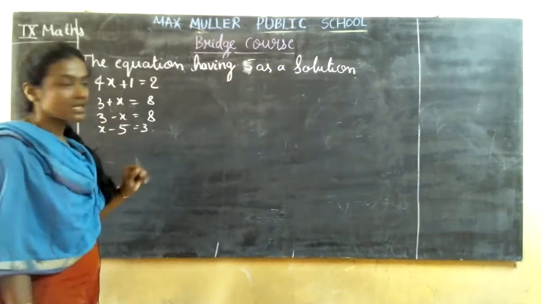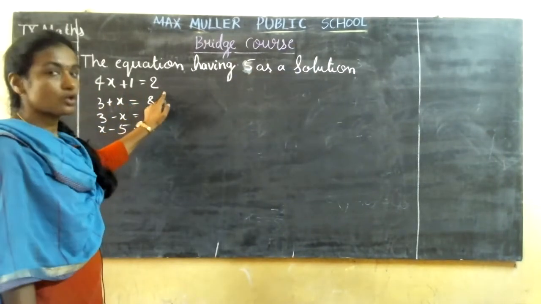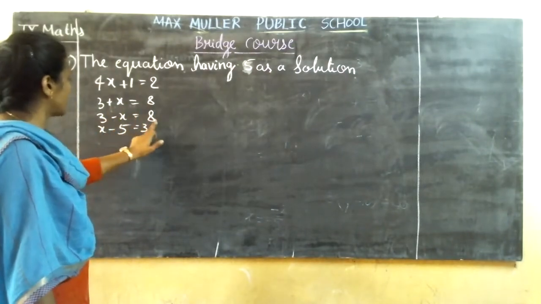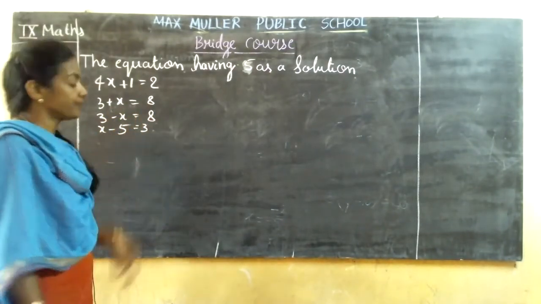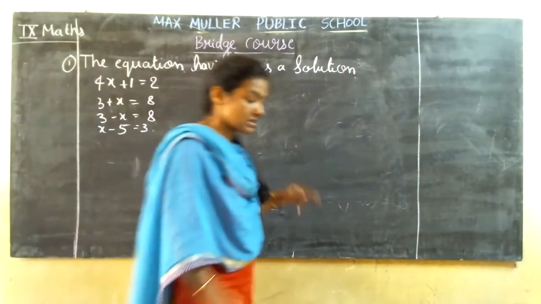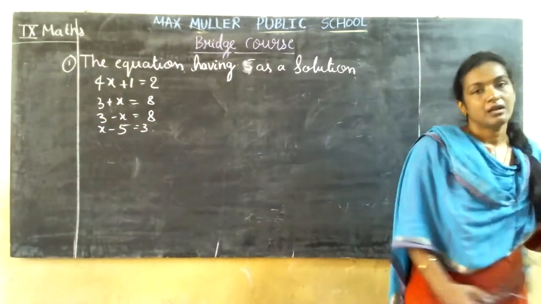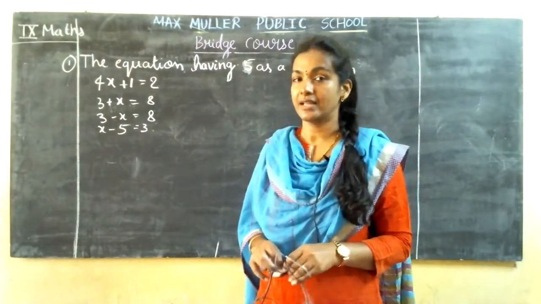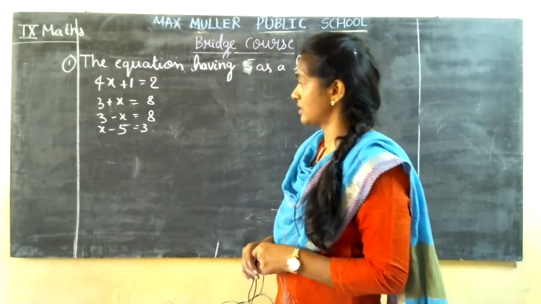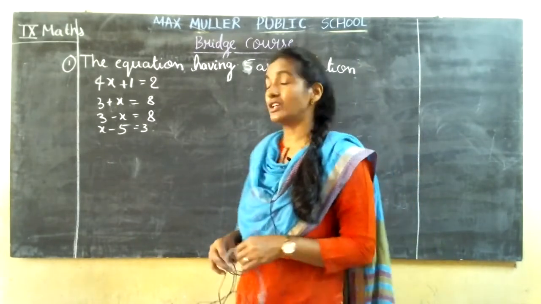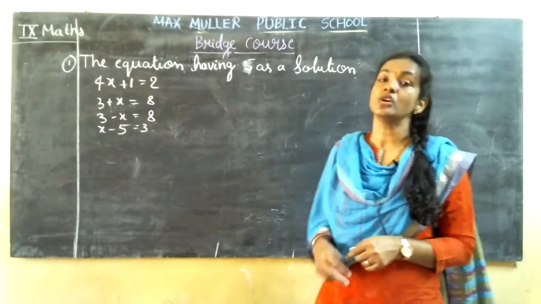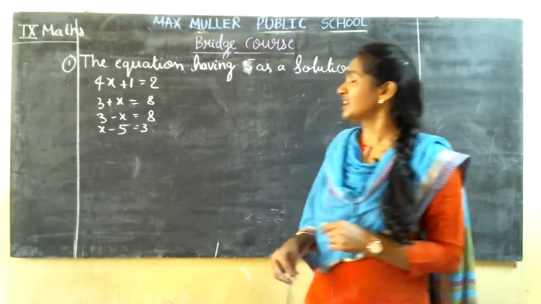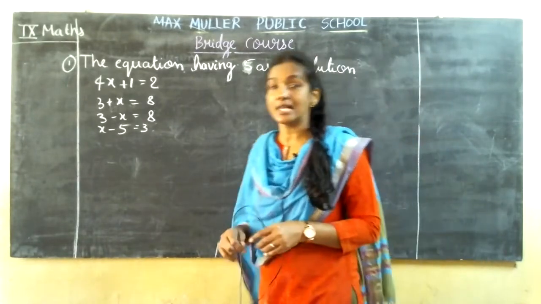So what are the equations here? 4x plus 1 is equal to 2. 3 plus x is equal to 8. 3 minus x is equal to 8. x minus 5 is equal to 3. Solve this. Solve means what? Here you need to find the variable x, right? You have only one variable in all the equations. If you have 2 variables, then there is a different way to solve them, which we'll see later this year. So very simple, you need to get 5 as the answer here.